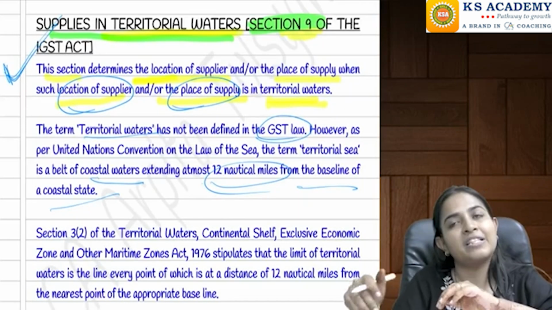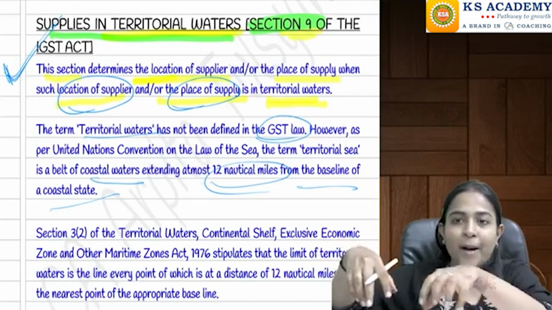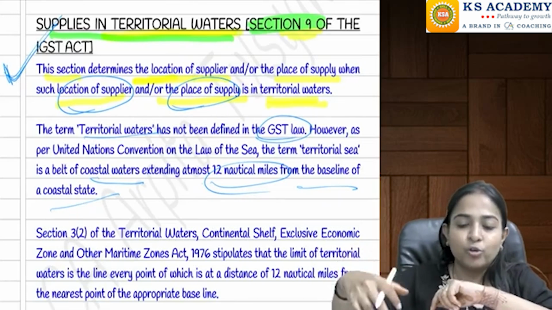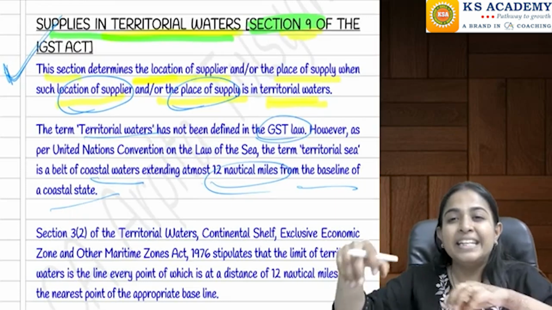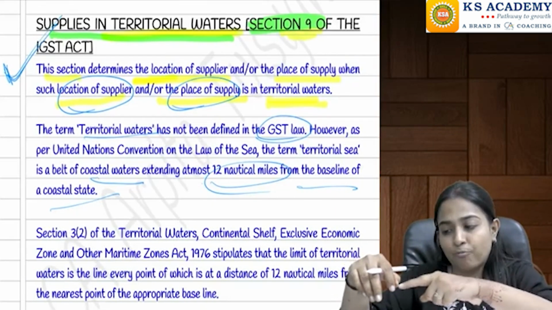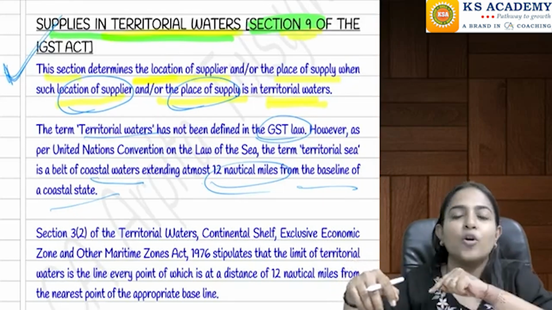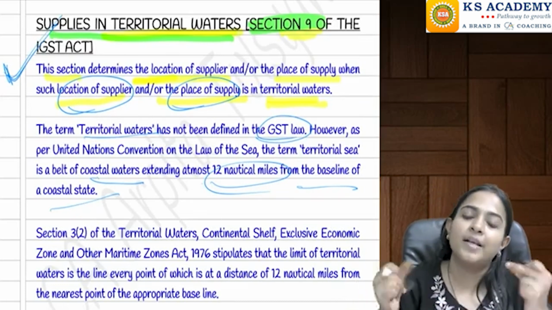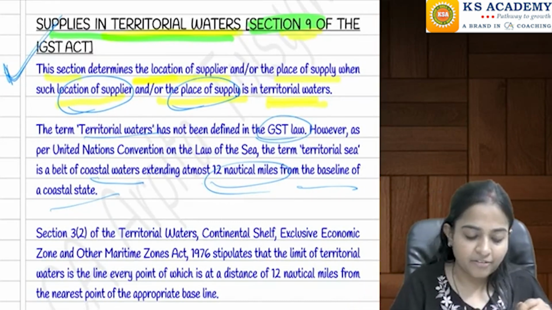Let's say some services are provided in waters, and there are Maharashtra waters and Goa waters, then you have to check what will be the place of supply. So the nearest point of the appropriate baseline, whether the Maharashtra baseline is near or the Goa baseline is near, you have to check that. If suppose the Maharashtra baseline is near, then the place of supply will be considered to be Maharashtra. Are you clear with this?